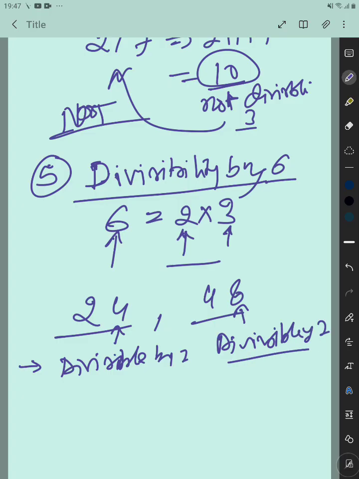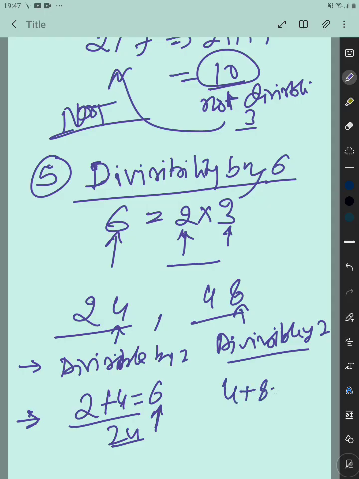Now we'll talk about 3. Any number is divisible by 3 if the sum of the digits of the number is divisible by 3, then that number itself will be divisible by 3. So we'll add the two digits, 2 plus 4, we get 6. Since 6 is divisible by 3, the whole number 24 will also be divisible by 3. Similarly, 4 plus 8 is 12.